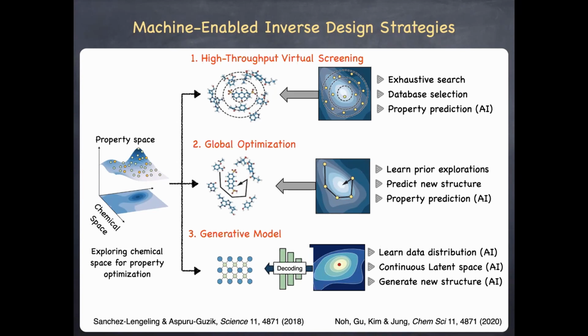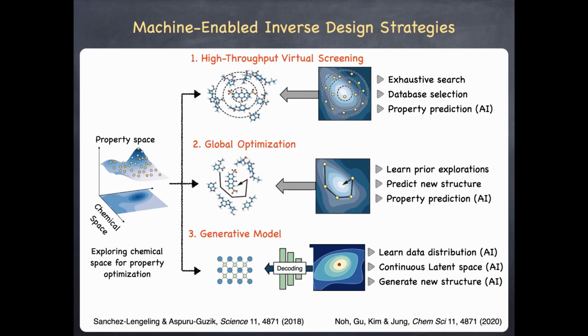The second strategy is global optimization. And there are many algorithms out there to perform global optimization. And one perhaps most widely used one is evolutionary algorithms. And what's different in the global optimization from the previous high-throughput virtual screening is the fact that global optimization actually utilizes the prior visits. So they learn from prior explorations. And so you can think of global optimization as being slightly more efficient than the high-throughput virtual screening. And the third strategy is the generative model.